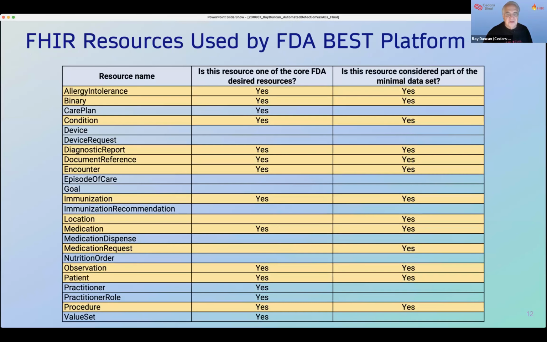And you can see here a list of the FHIR resources that are being used by the FDA platform. Most of them they need. There are a few that are kind of optional about the practitioner and the practitioner role mainly.